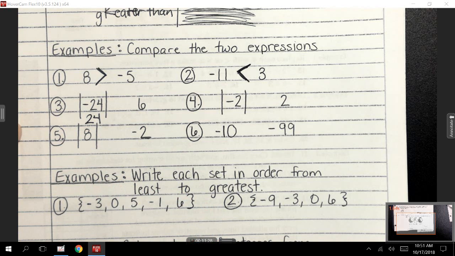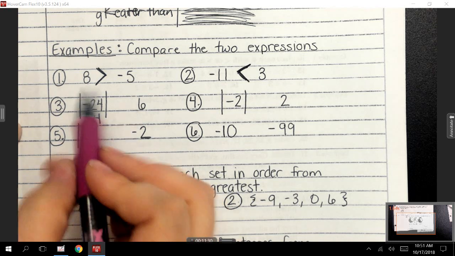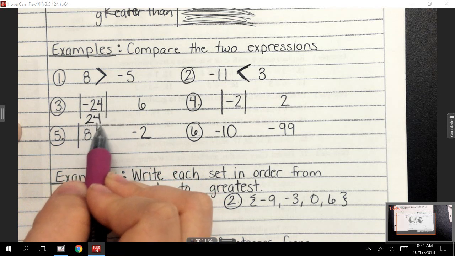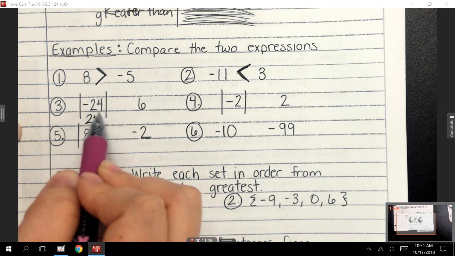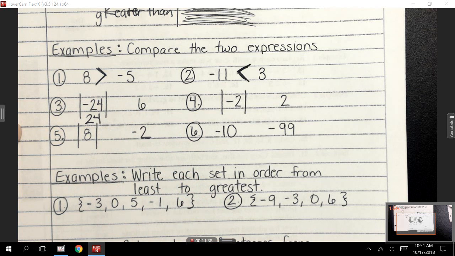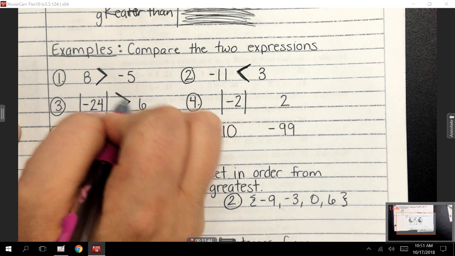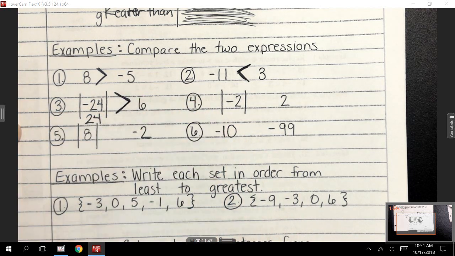So now when I compare it in my head, and I'm thinking the absolute value of negative 24, I'm thinking about just 24. How is that related to 6? Kenna. It's greater than 6. Now normally if I had a negative, it would automatically be less, wouldn't it?